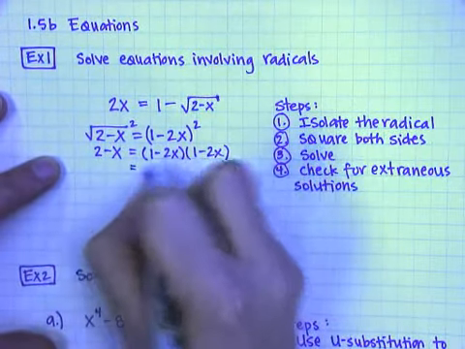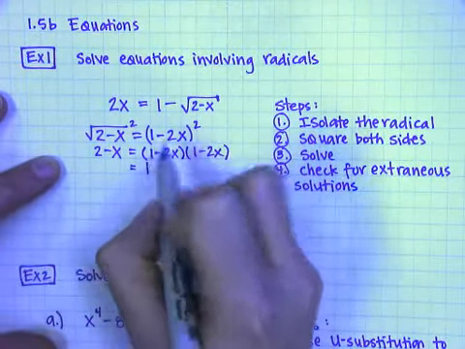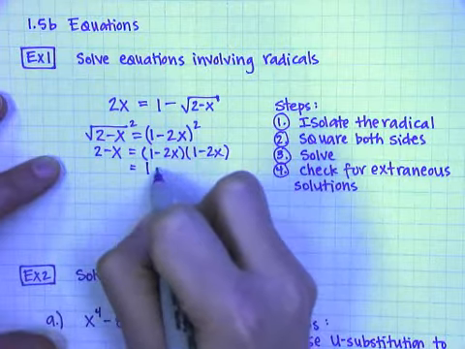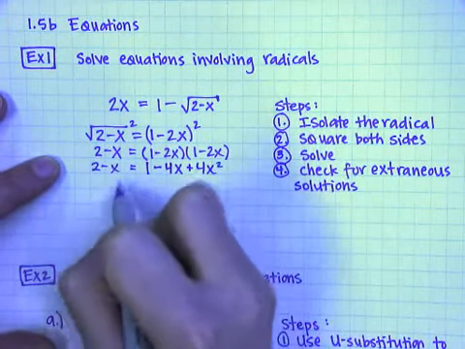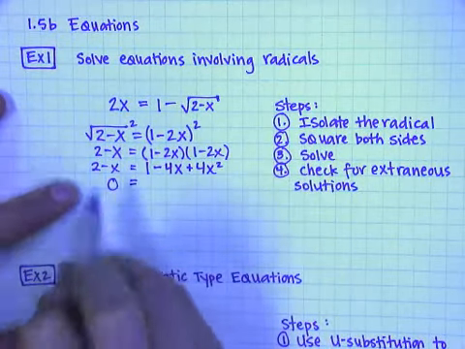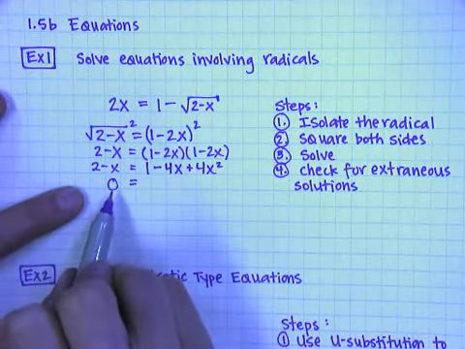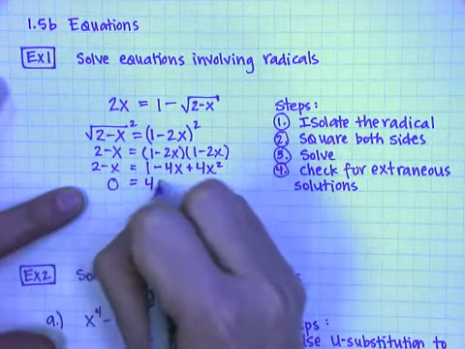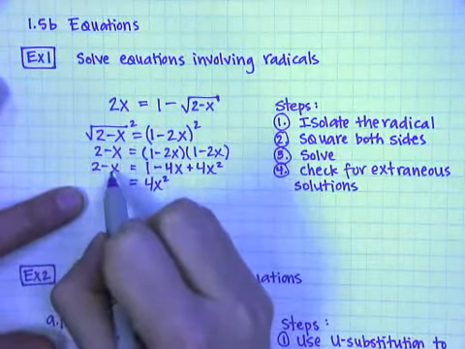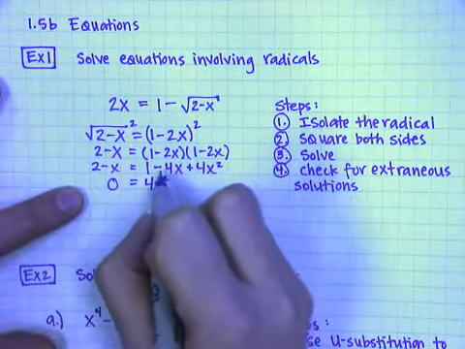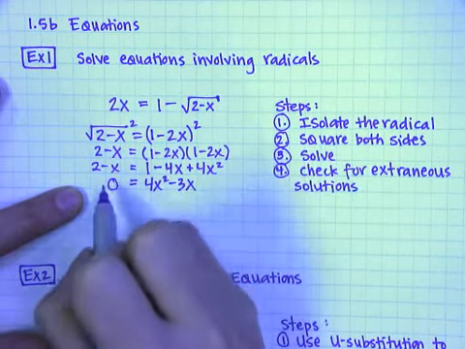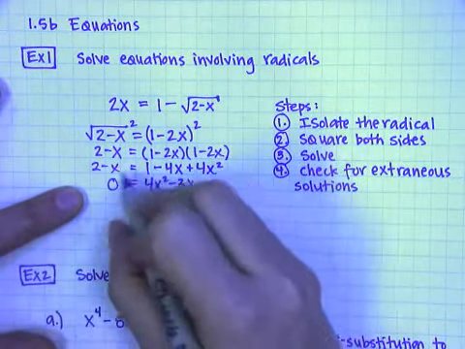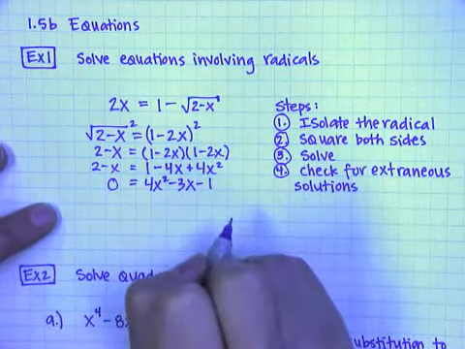When I FOIL this out, I'm going to get 1 times 1 is 1. Let's see, I get a negative 2x, and a negative 2x is a negative 4x. And then I also get a positive 4x squared. Now I need to collect all of my terms on one side so that I have 0 on one side. So let's see, I have 4x squared, I'm going to write that first. And if I add x to both sides, negative 4 plus x would give me negative 3x. And then if I take 2 away from both sides, 1 minus 2 is negative 1.